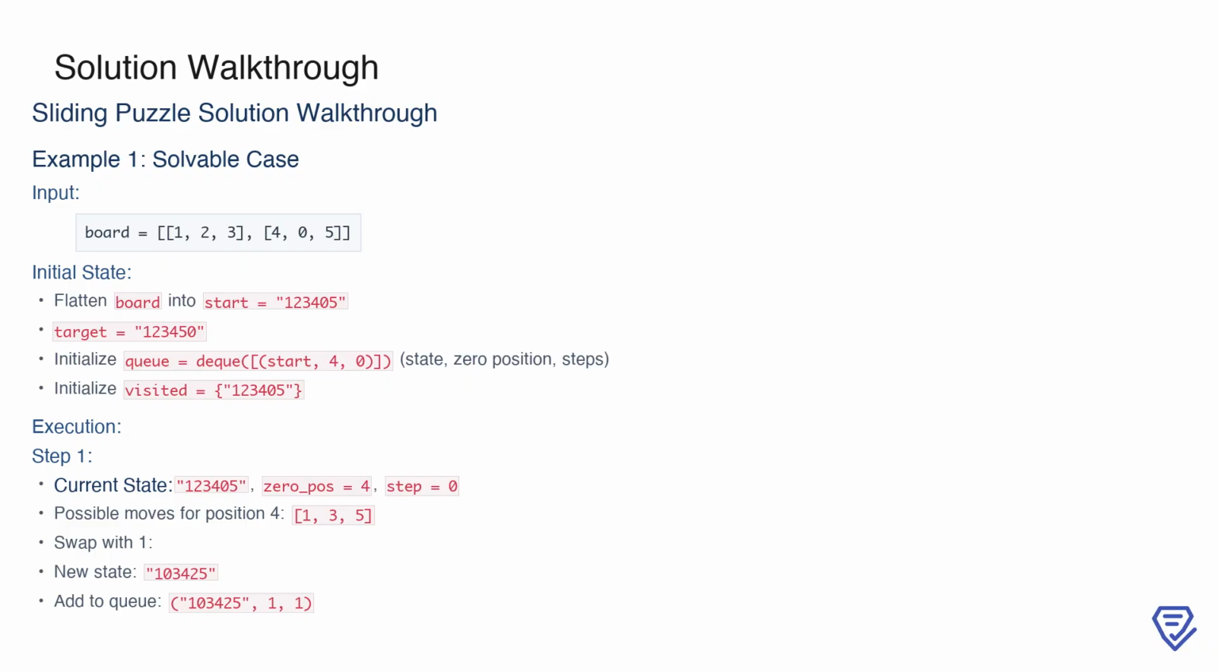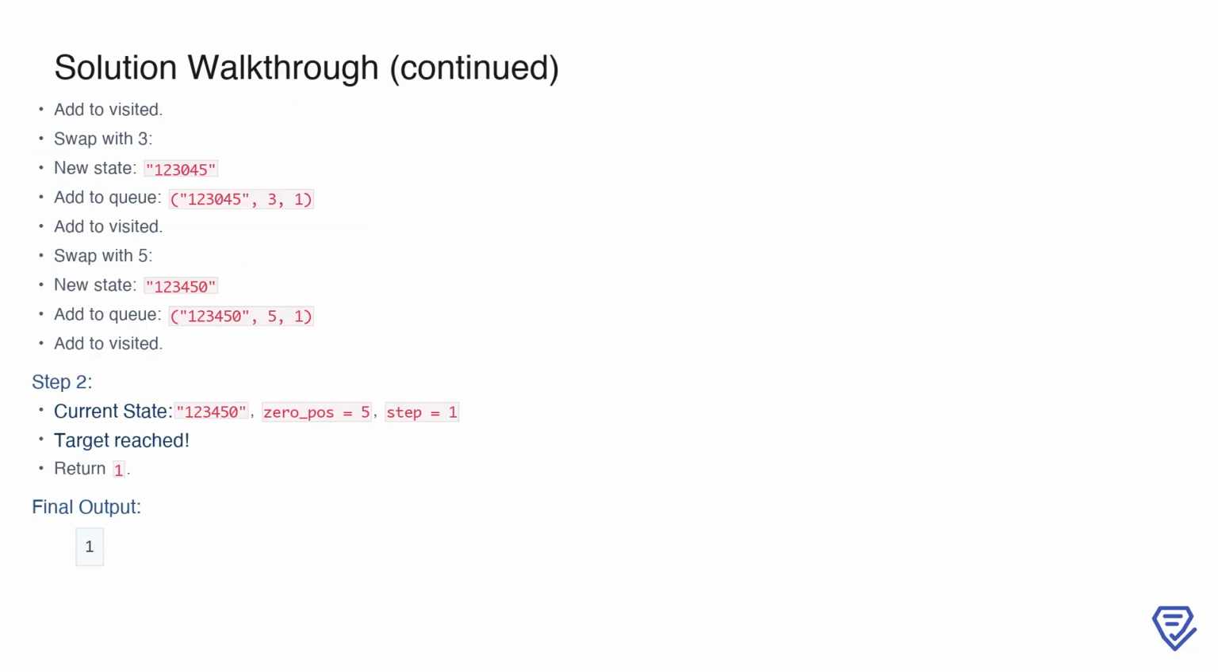From position 4, the 0 can move to positions 1, 3, or 5. For example, swapping the 0 with position 1 results in the state 103425, which we add to the queue as (103425, 1, 1) and mark as visited. Next, swapping the 0 with position 3 results in the new state 123045, which we also add to the queue as (123045, 3, 1) and mark as visited. Finally, swapping the 0 with position 5 gives the state 123450, which is our target. This state is added to the queue as (123450, 5, 1) and marked as visited.